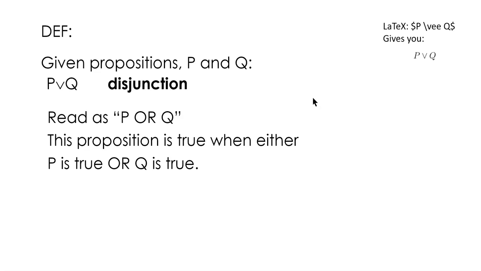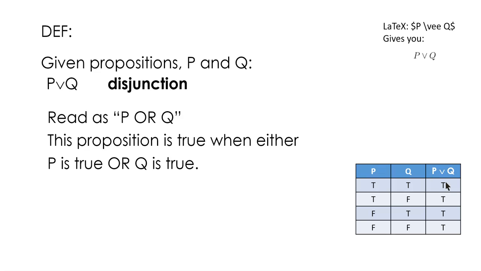So the truth table for P or Q, this is a typo I forgot to fix. This should be a big old F right there, so pretend that's an F there. The only time an or statement is false is when the P is false and the Q is false.